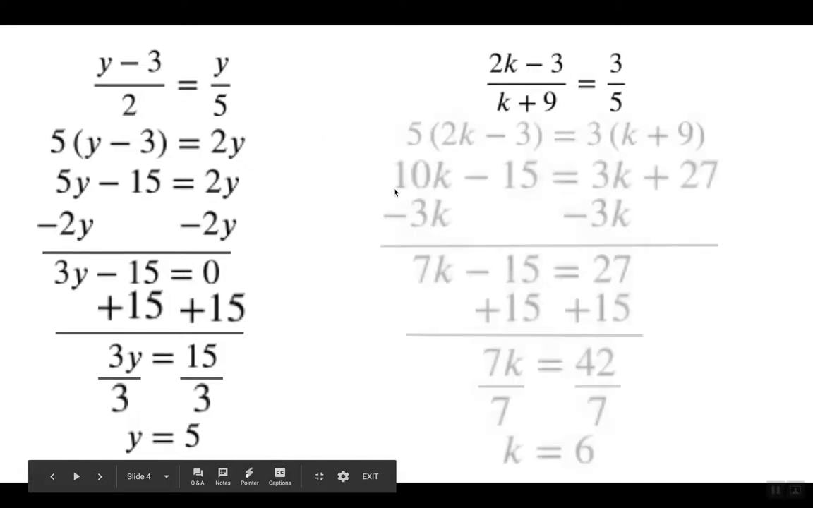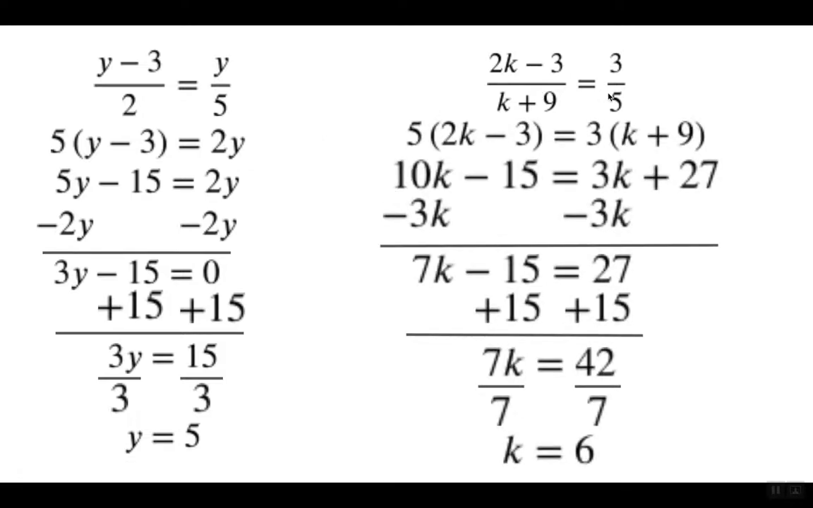Let's look at the next one. So I multiplied 5 times the quantity 2k minus 3. Notice I put it in parentheses. And 3 times the quantity k plus 9. Notice I put it in parentheses. I did distributive property on both sides. No big deal there. I have a variable on both sides of the equal sign. Nothing to simplify or combine like terms, so just moving the variable.